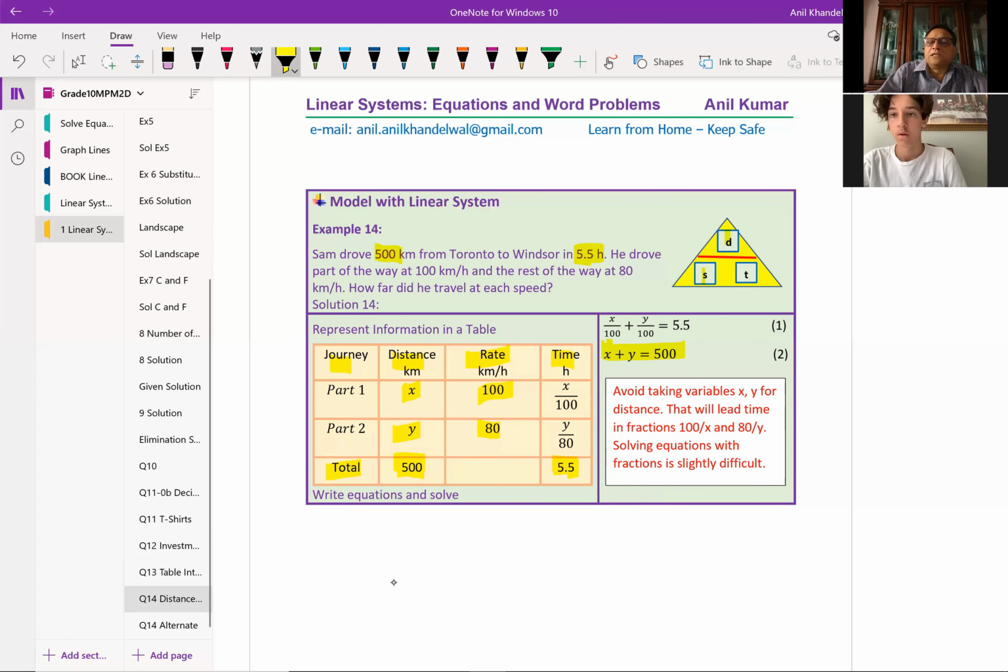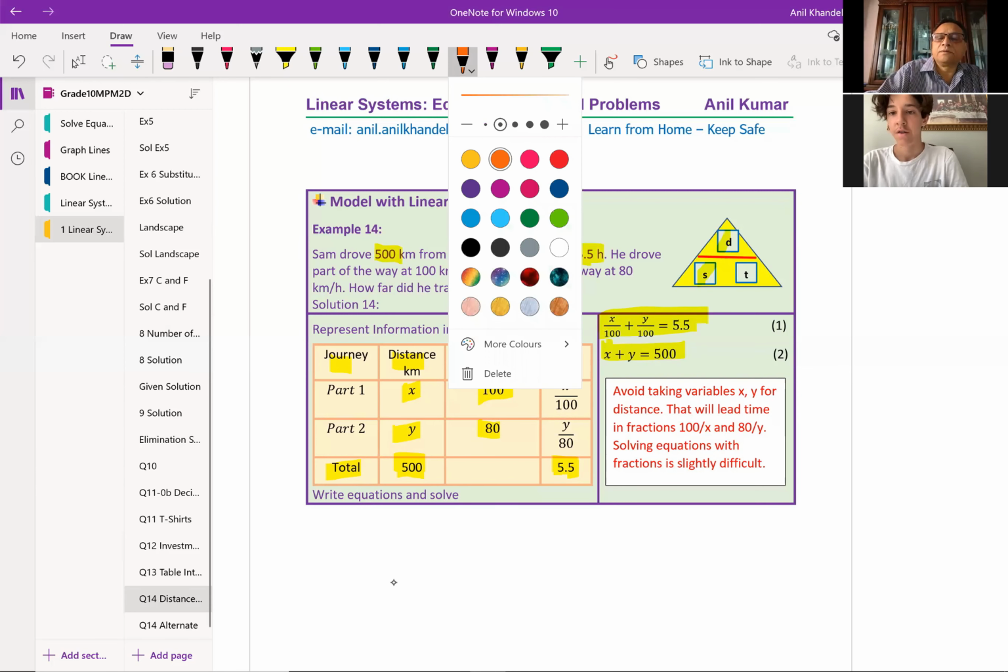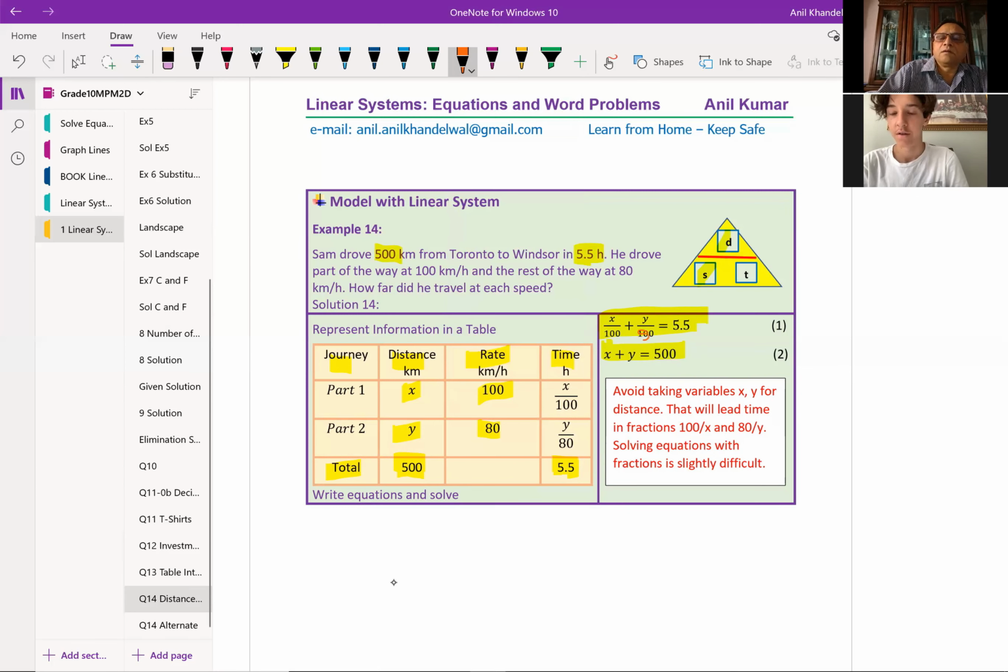Now, what is time? As you can see, time is the ratio of distance and speed. So in the case of time, I wrote that the time in the first part is x over 100 and the second is y over 80. We know the total is 5.5, and therefore I got the second equation, which is x over 100 plus y over 100. I mean, I have made a mistake. Y over 80, I should have written, right? So y over 80 equals 5.5. Does it make sense to you? Now you have to solve this system. Equations have been numbered as 1 and 2. How will you solve it?